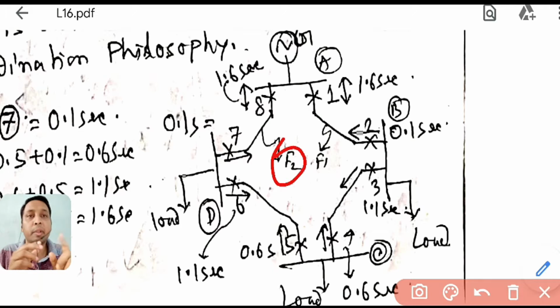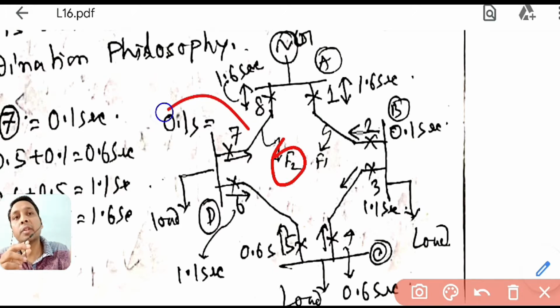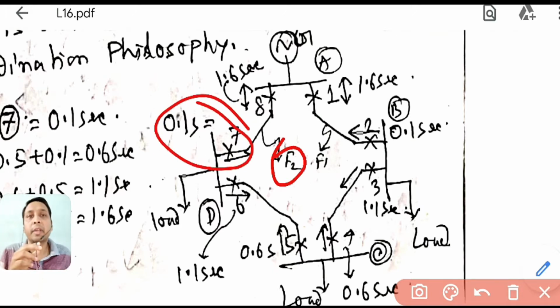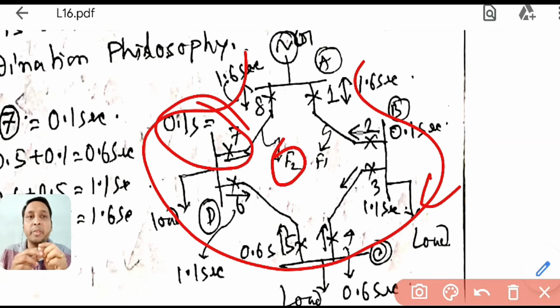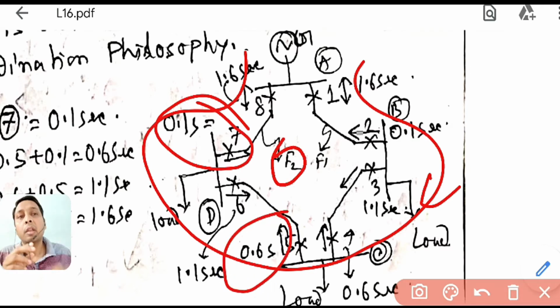Relay 7, 7th number. I am taking the shortest time for the 7th relay, that is 0.1 second. Now what is the next backup for 7? I am moving in this direction. So who trips in this direction? If 7 fails, 5 trips in this direction. So the next backup is 5. I have taken a time margin of 0.5 seconds. So 0.1 plus 0.5, it is 0.6.